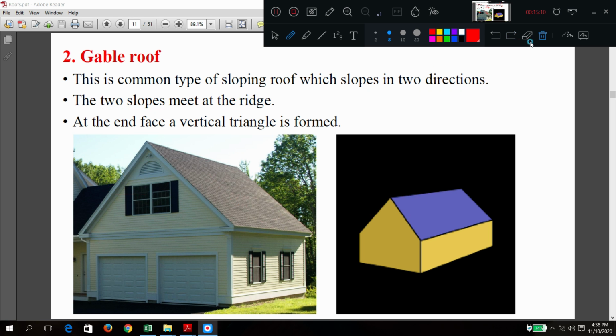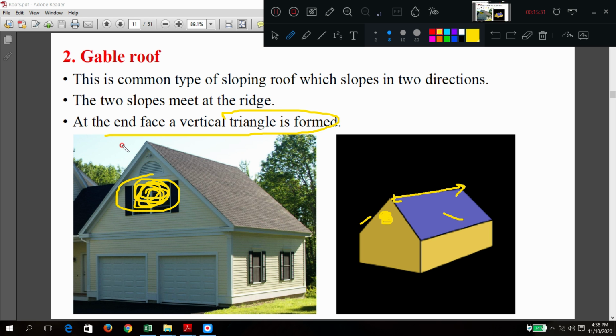I will mark it in another color. So this line, where the slopes meet at one line, is called the ridge. At the end face, there is a vertical triangle formed. Where is that vertical triangle? This is the vertical triangle. So at the end, you are going to have a vertical triangle. Two sides.